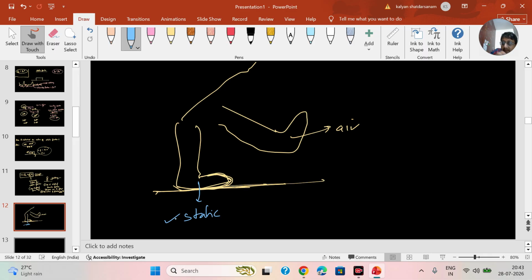Your body is moving, but the lower surface of the shoe which is in contact with the floor is not moving. You have to see those two surfaces which are in contact. Is there a relative motion between them or not? There is no relative motion. There is only a tendency of relative motion. Hence, the friction is static.